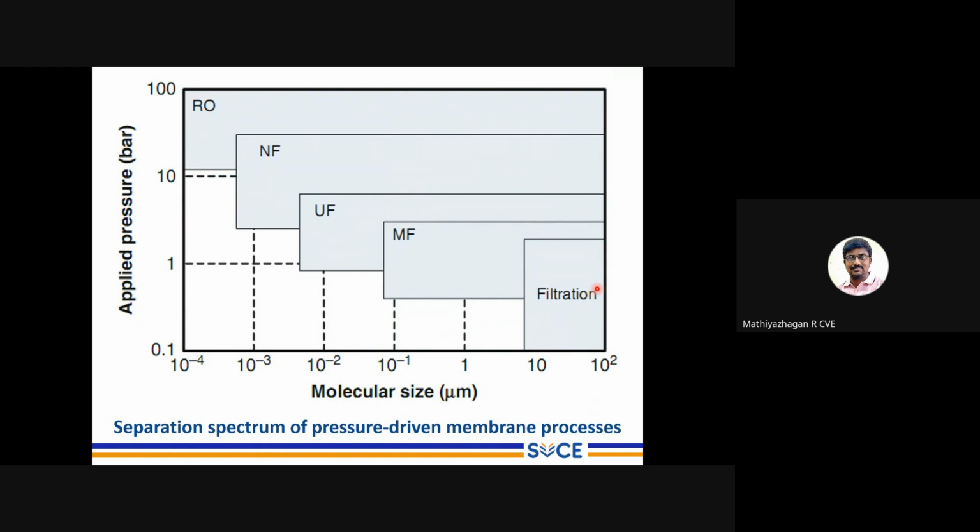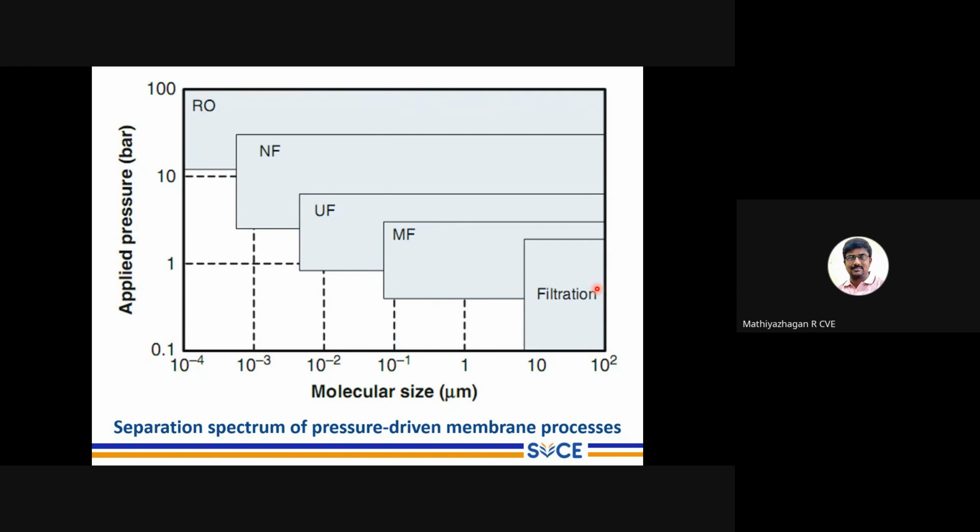So the pore size is very, very minimum compared to all other filtration processes. That is 10 power minus 4 to 10 power minus 3 micrometer. Then for nanofiltration, we have 10 power minus 3 to 10 power minus 2 micrometer pore size. The same way, ultrafiltration is 10 power minus 2 to 10 power minus 1, and microfiltration is 10 power minus 1 to 1 micrometer. Then we have the pore size of the sand filter also.